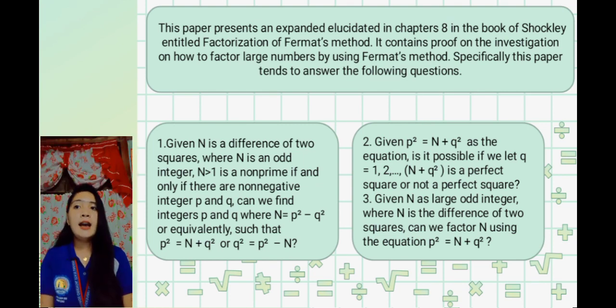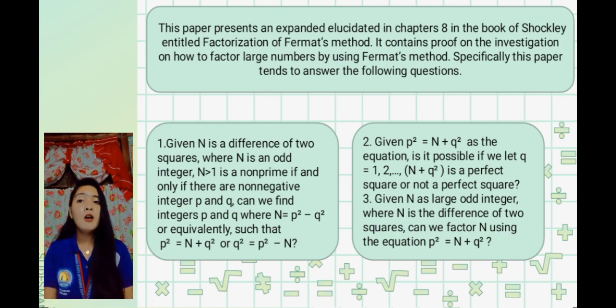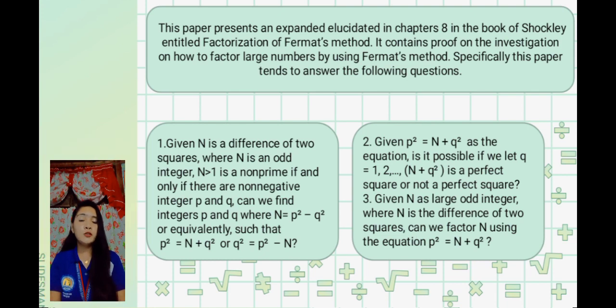First, given that n is a difference of two squares, where n is an odd integer greater than 1, n is a non-prime if and only if there are non-negative integers p and q. Can we find integers p and q where n is equal to p squared minus q squared, or equivalently such that p squared is equal to n plus q squared, or q squared is equal to p squared minus n?